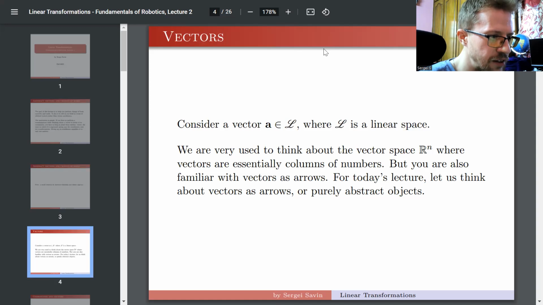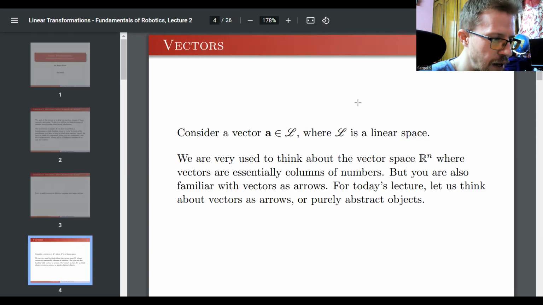in L. L is a linear space. Usually we think about vectors as living in space Rn. So basically we think about vectors as a column of numbers like 2, 3, 4, 5, etc. That is not all the vectors that you can imagine. That is just one specific vector space.